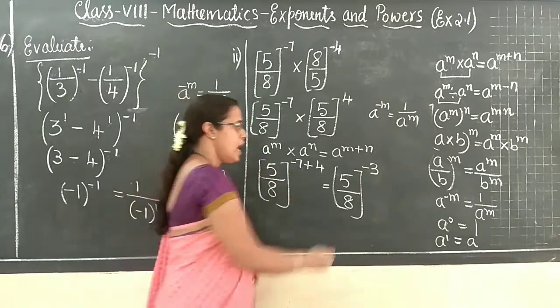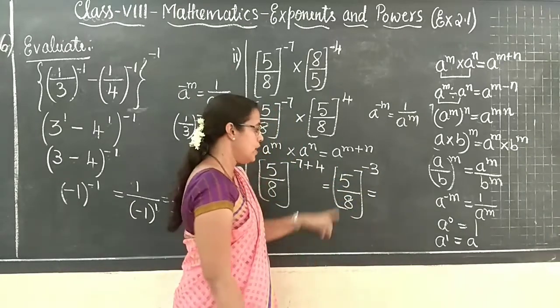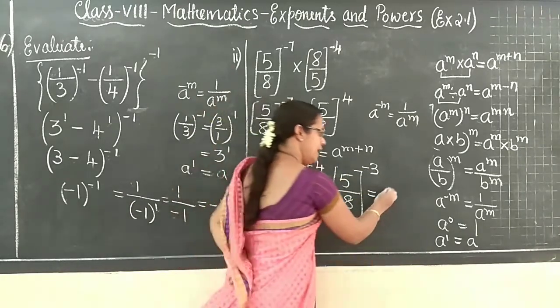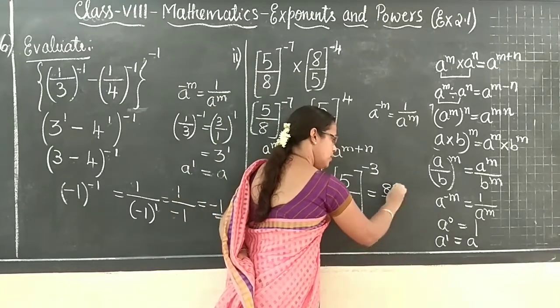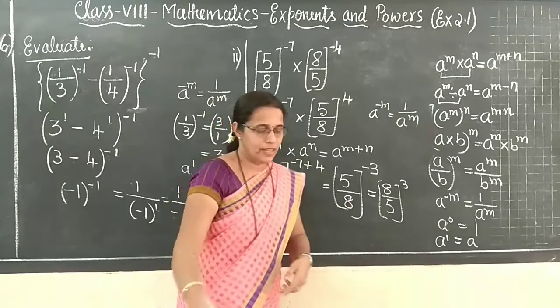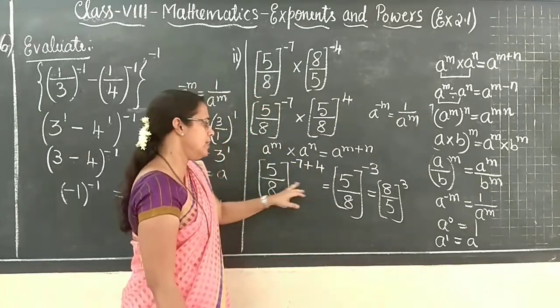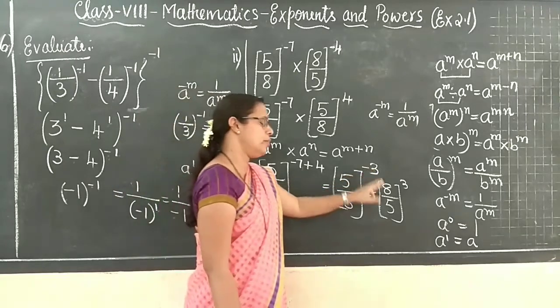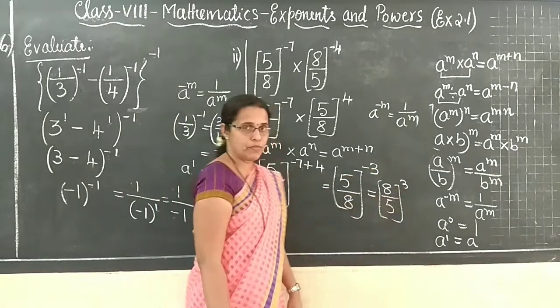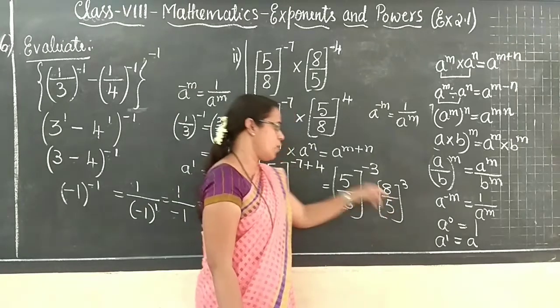So now, what's the next step? How can I do it? This is negative again, power negative came. Can I make it positive by writing 8 by 5 whole to the power 3? Can I write like that, children? Now see, everything came positive. Negative power went, positive power came. So then, can I get the value of this? What is the value of this?